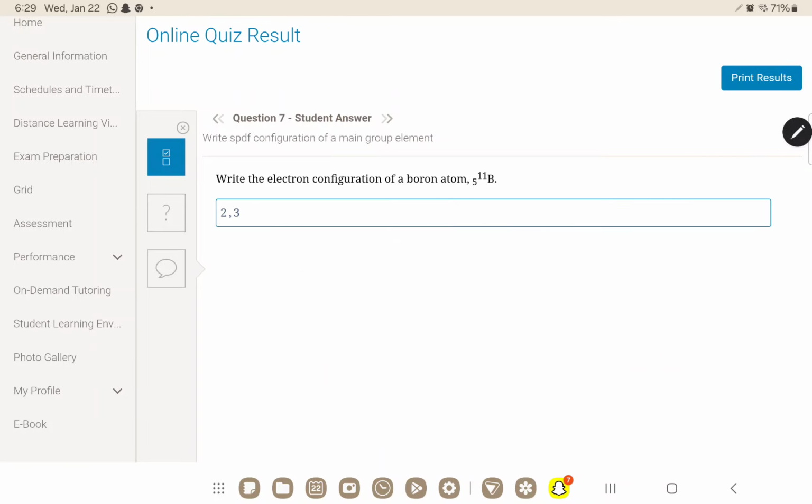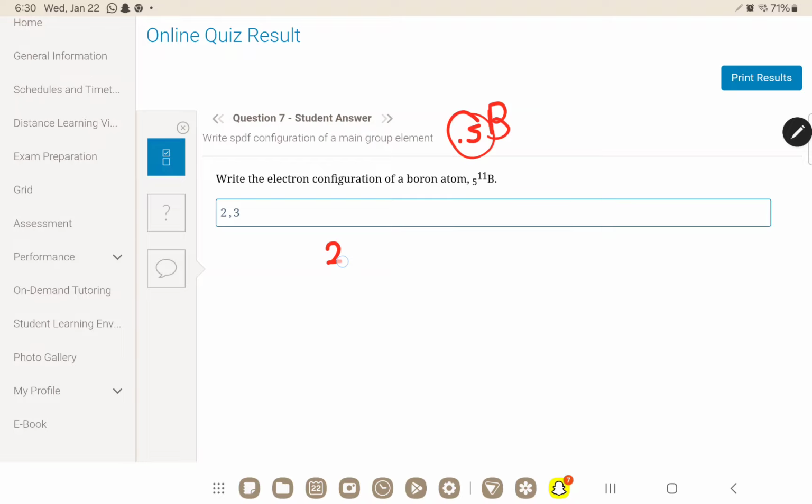Okay. So here they're asking us for the electronic configuration of a boron atom. If they give us B 11, 5, we know that the 5 is your atomic number. Always look at the bottom number, never the top. The top number is the number of nucleons, so protons and neutrons. But we don't care about this. We disregard it. We only look at the 5.